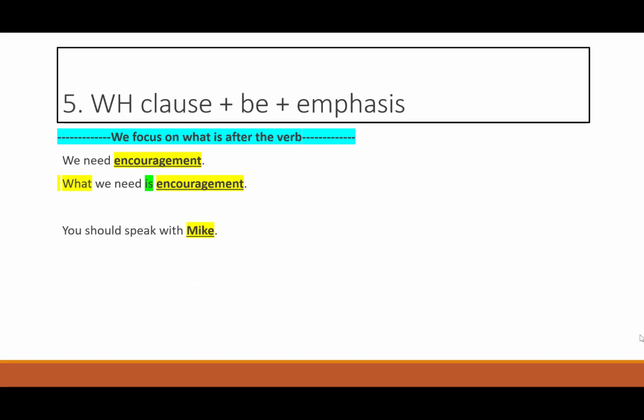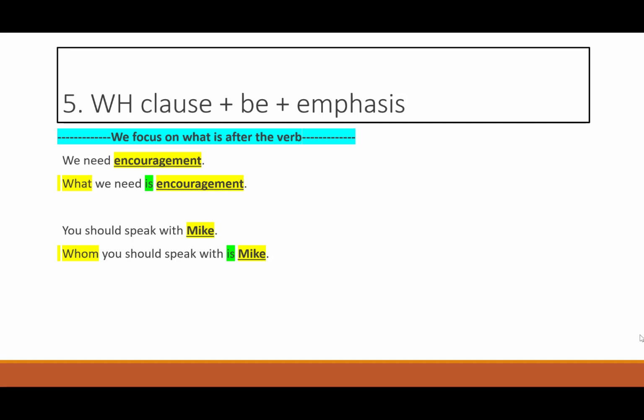Next, you should speak with Mike. The one we would like to focus on is Mike. Mike is not a thing, it's a person, and it's an object of the sentence. Therefore, the WH word we have to use is whom instead of who, yeah? Who is for a subject. However, in American English, you can use who for subject and also an object.